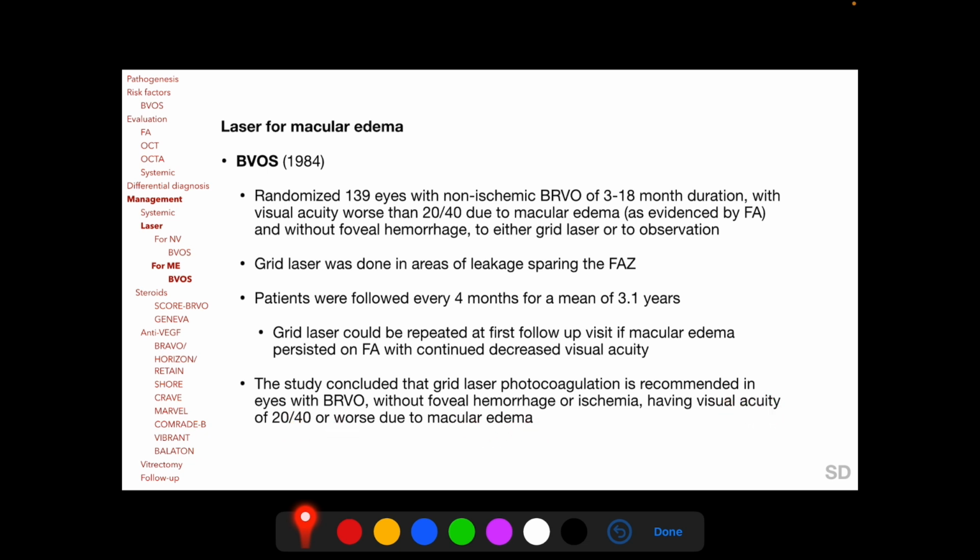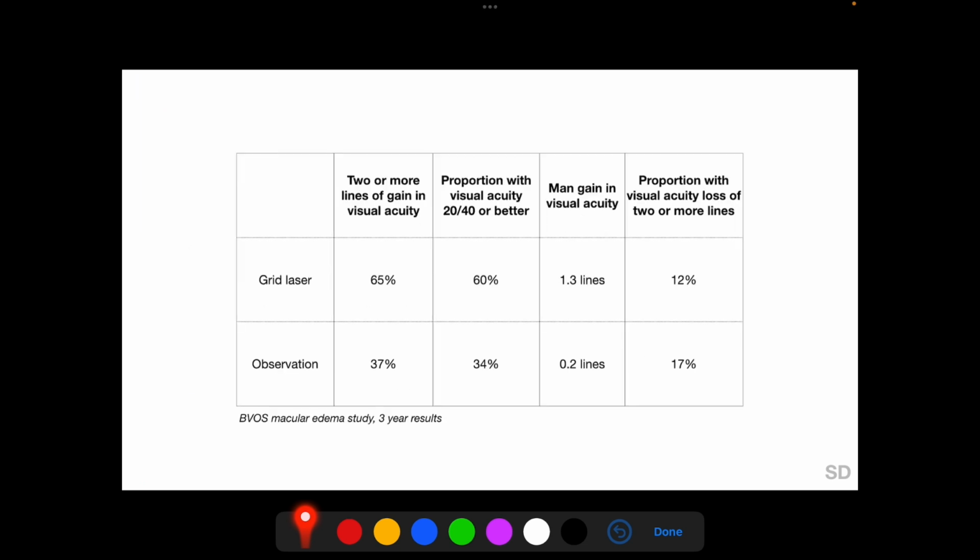And it is very important to note here that this is in contrast to CVOS, which did not recommend grid laser photocoagulation in eyes with macular edema from CRVO. This table shows the 3-year data from BVOS, with grid laser group showing superior visual acuity improvements as compared to observation group.